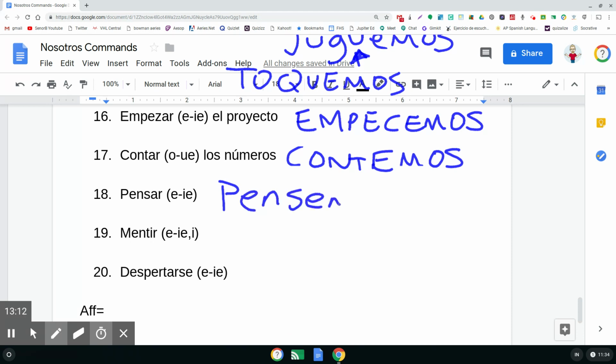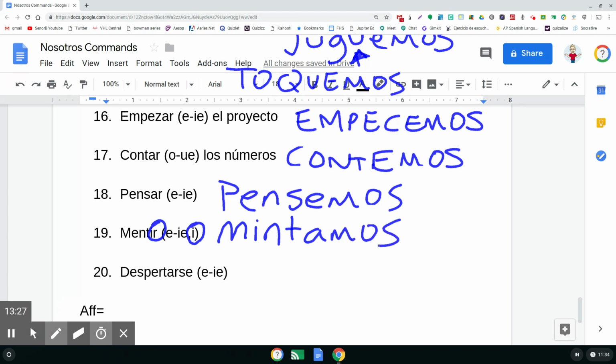Let's think. Pensemos. Mentir, which means to lie, and it is a boot verb, and it's also an IR verb. So I do got to make this I change in its nosotros command form. Hopefully you're not going to tell people to lie, but mintamos would be the command for that.